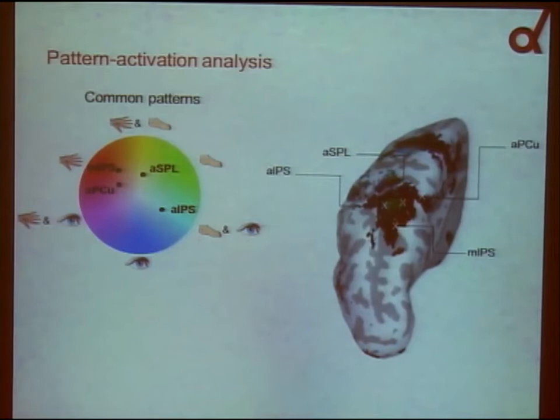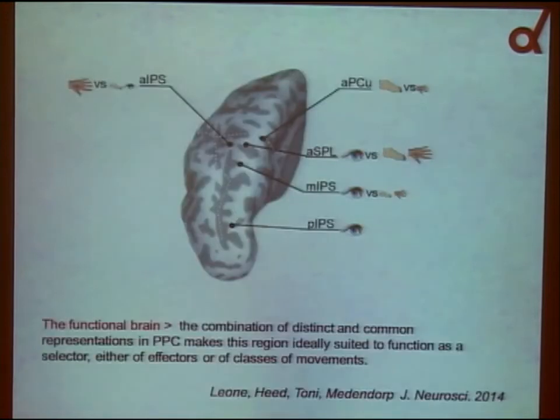And so if you now combine it in one plot, what you could argue is in the posterior interparietal sulcus, you only see eye-specific activation. In the medial interparietal sulcus, you see eye-specific activation and limb-specific activation. So common activation for hand and foot, etc. So you can follow how the brain combines effector systems or distinguishes effector systems across the parietal surface.